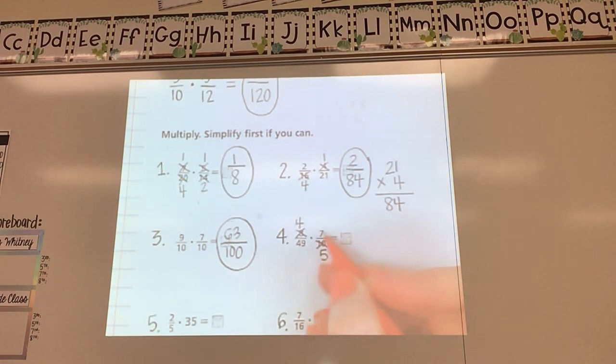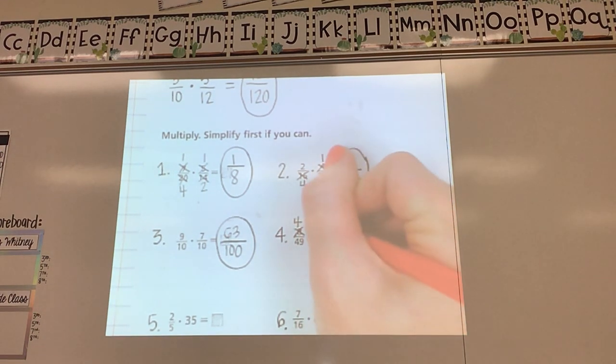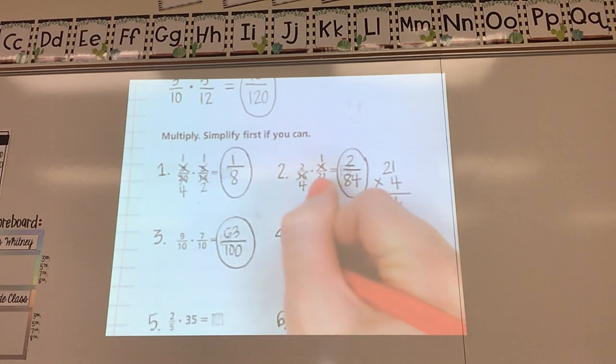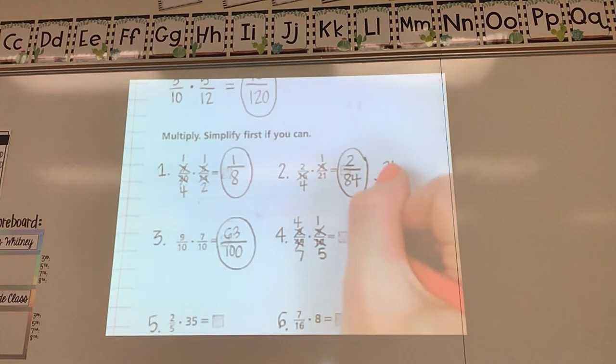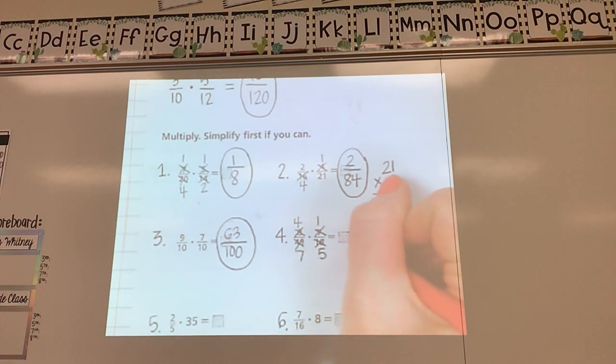A 7 and a 49. Is there anything that can go evenly into 7 and 49? Yeah, 7. So 7 divided by 7 is 1, and 49 divided by 7 is 7. So remember crossing those out, changing them. Now we can multiply across. 4 times 1 is 4. 7 times 5 is 35. So 4 35ths.